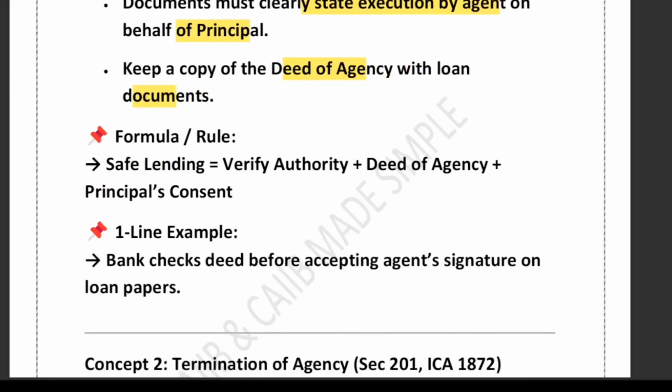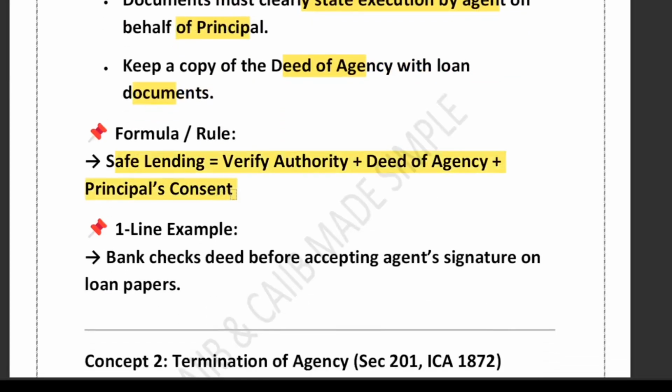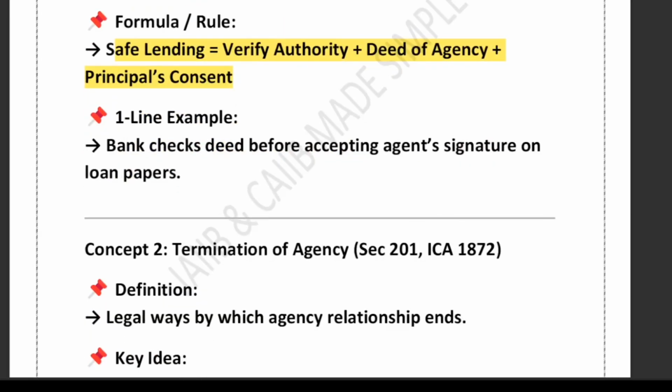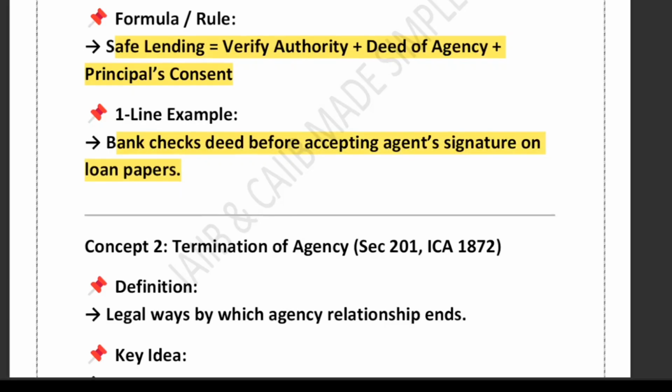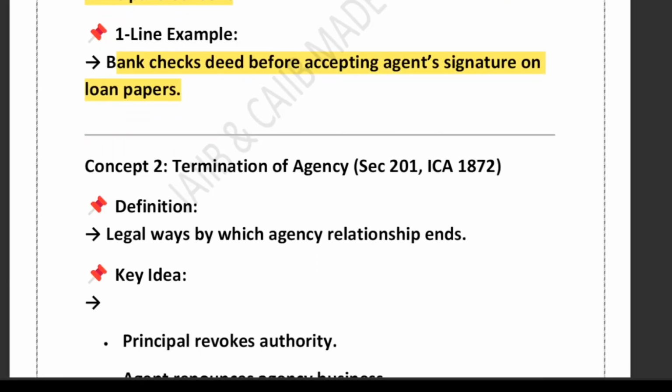So the rule is very simple. Safe lending means verify authority plus deed of agency plus principal consent. One example: the bank checks the deed before accepting the agent's signature on the loan paper. So always verify agent authority. Deed of agency is your safety seal.